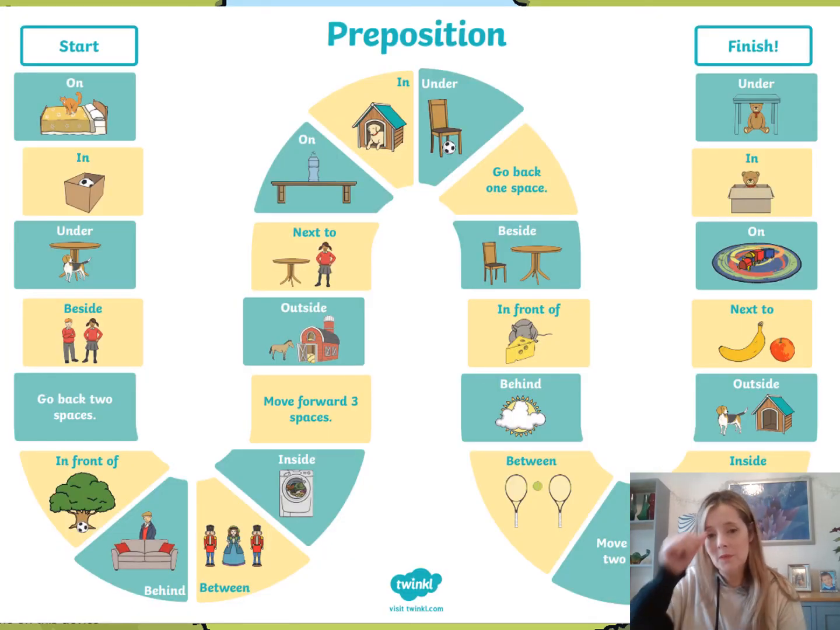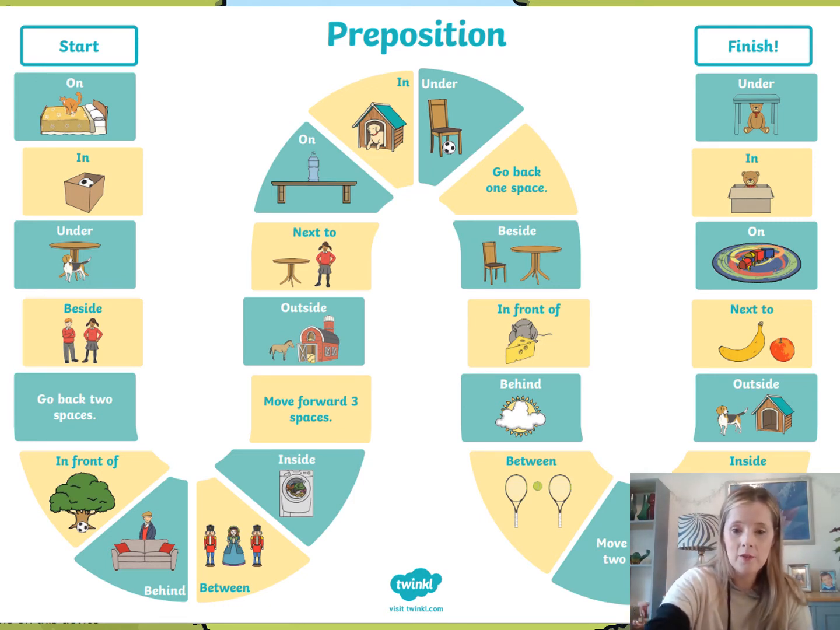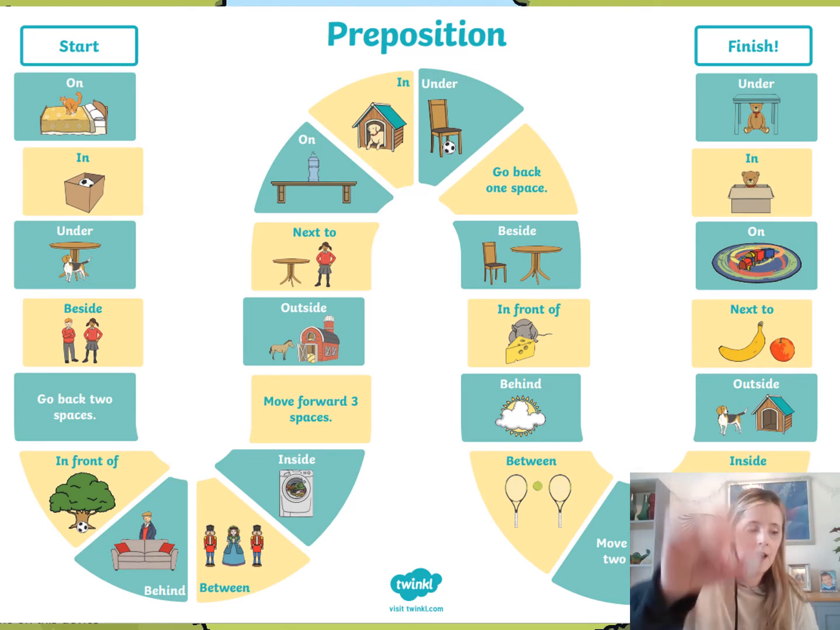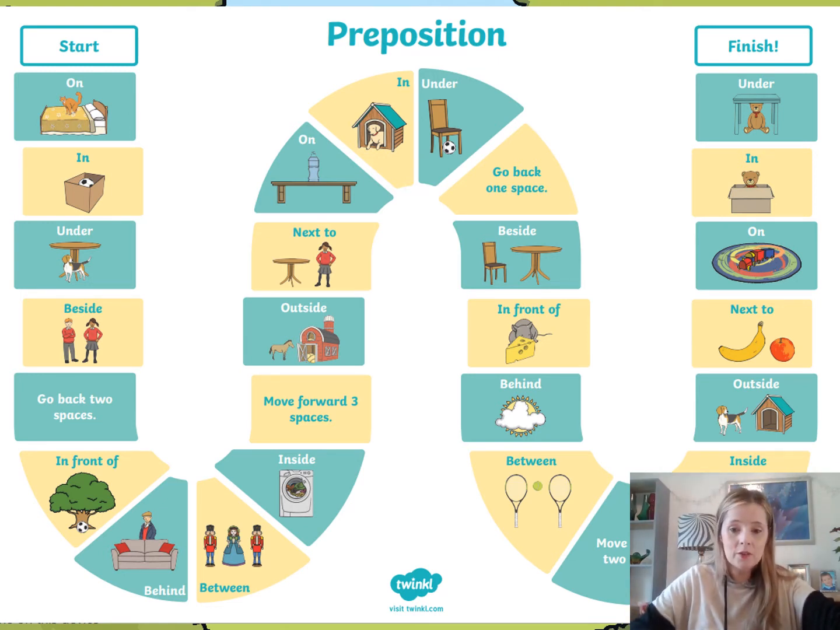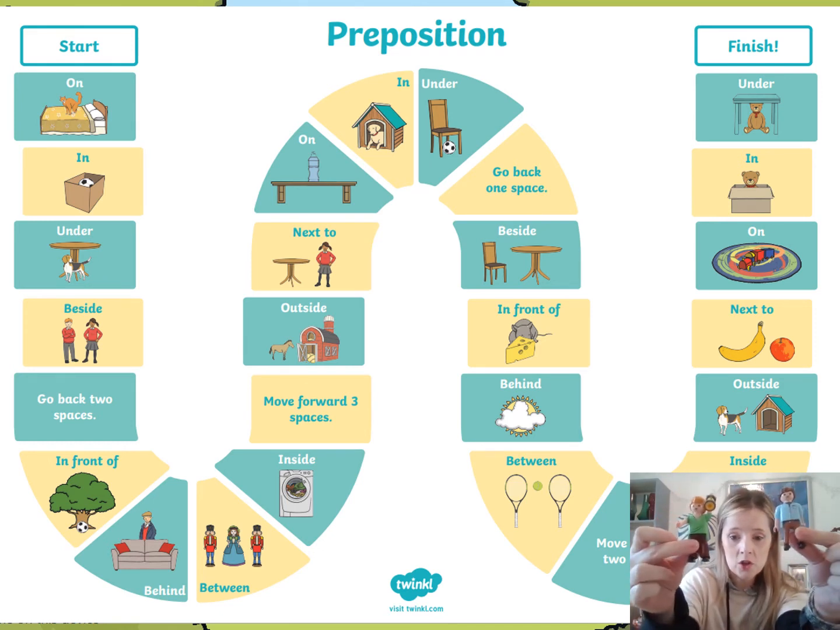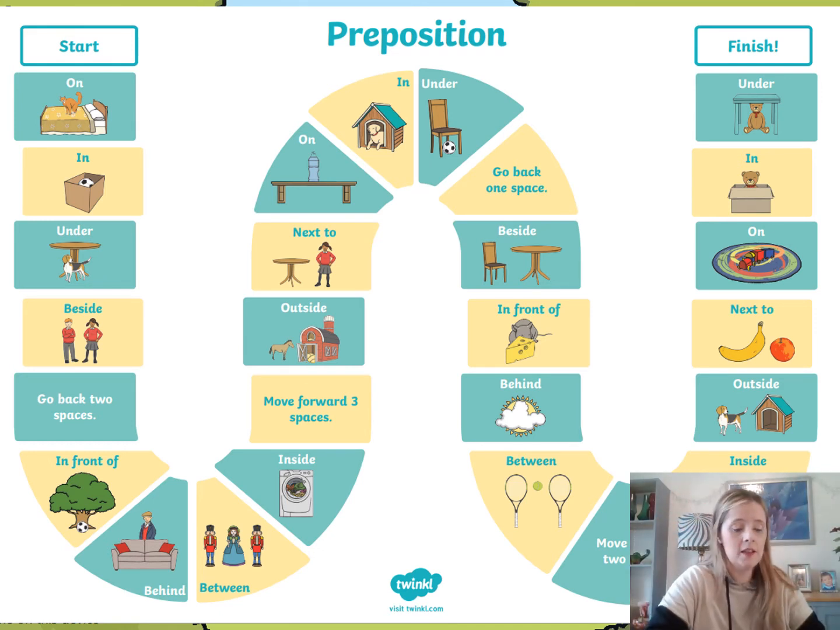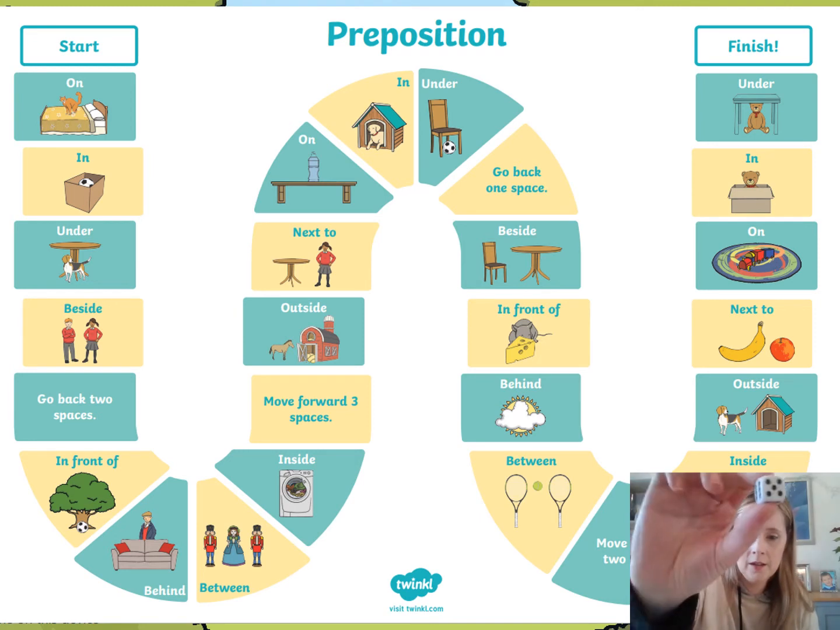Now, your task for today is to have a little go at playing this game. Now you might need a dice, so I've got one here, can you see? And I've also got some little figures. Now you can use anything that you like that you've got at your house. So you could use any figures or anything to help you with this. So you're going to roll your dice. I've landed on, see that?